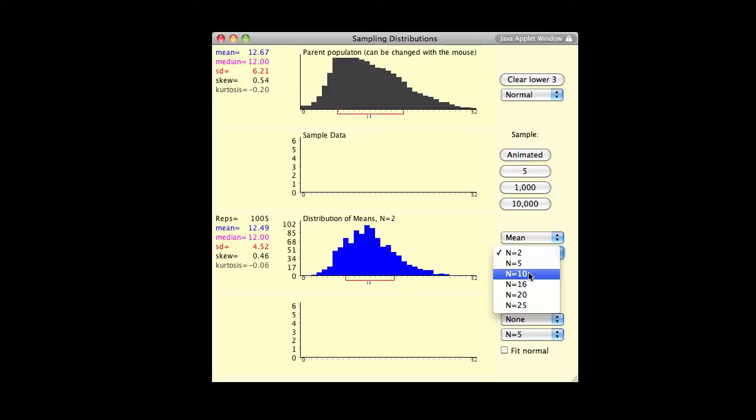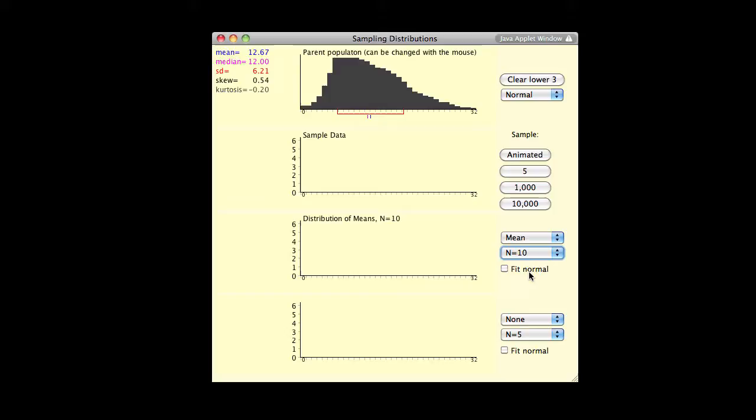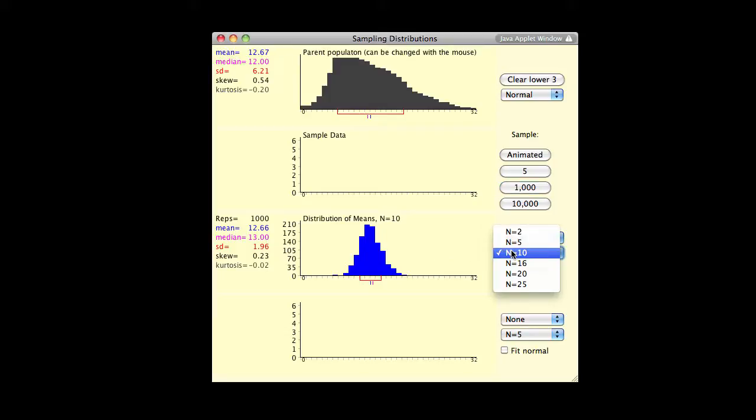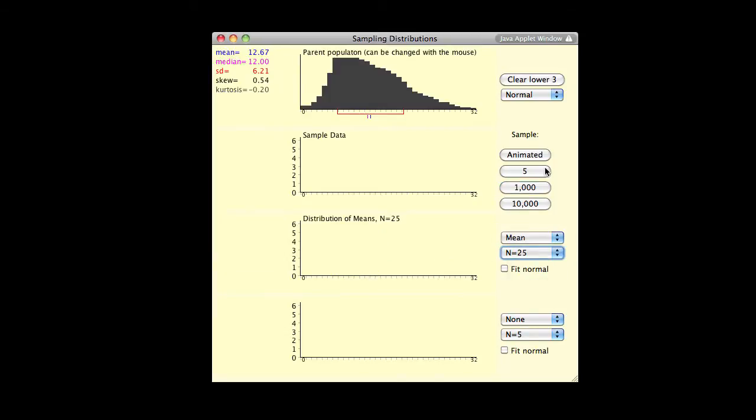So let's go with an n equal to 10. Remember, we talked about a sample size of 30. So we'll just do 1,000 again. And now we see that, well, it's starting to get closer with an n of 10. So the mean and median are getting closer. It looks more like the bell-shaped curve. Let's increase that again. Let's go up to 25. And we'll do 1,000, and we'll do 1,000 more. And the more tests that you do, the more it's going to approximate a normal distribution.